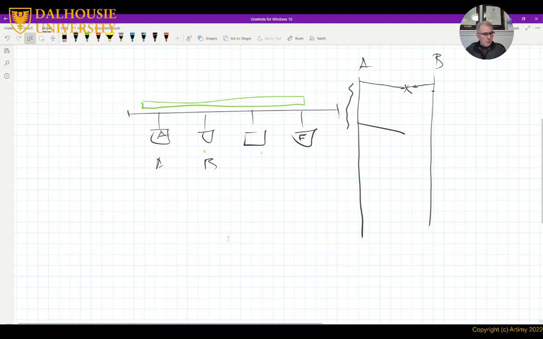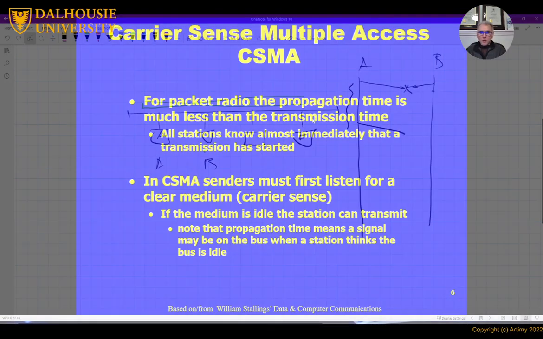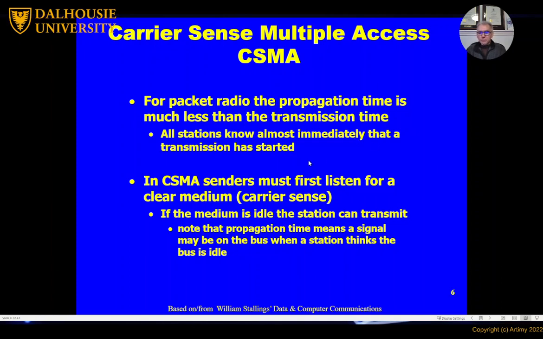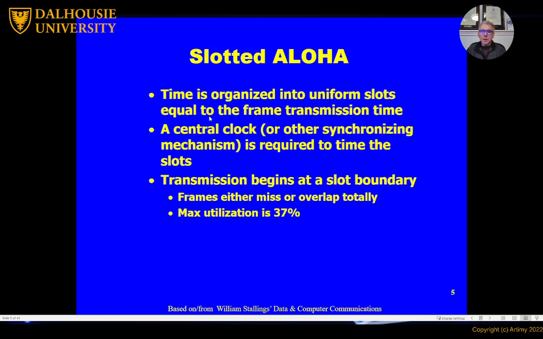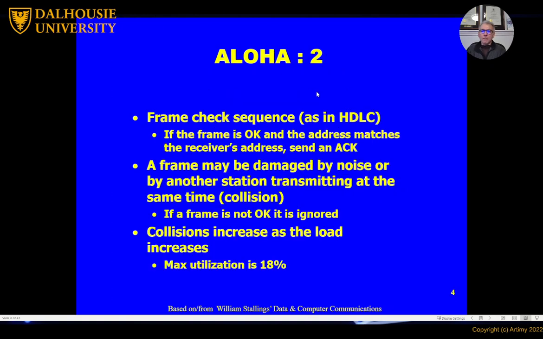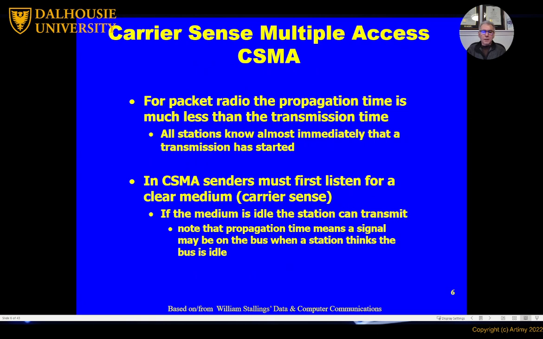Okay, so let's go back to some of the details. We learned that we need to listen first and then send. By the way, Aloha did not listen first and send. It's more difficult for wireless to do the carrier sense, right? It's easier for the wired medium to do the carrier sense. So that's why it wasn't there in the Aloha system.